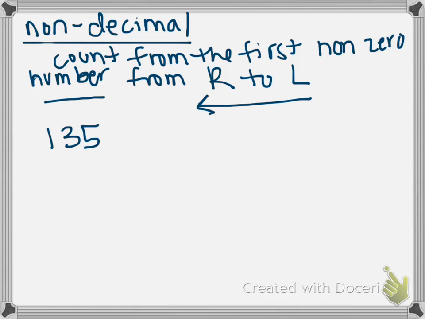Okay, you count from right to left, first non-zero number. Okay, this is a non-zero number, so that's number 1. This is number 2, and this is number 3. Okay, so this number 135 has 3 significant figures.